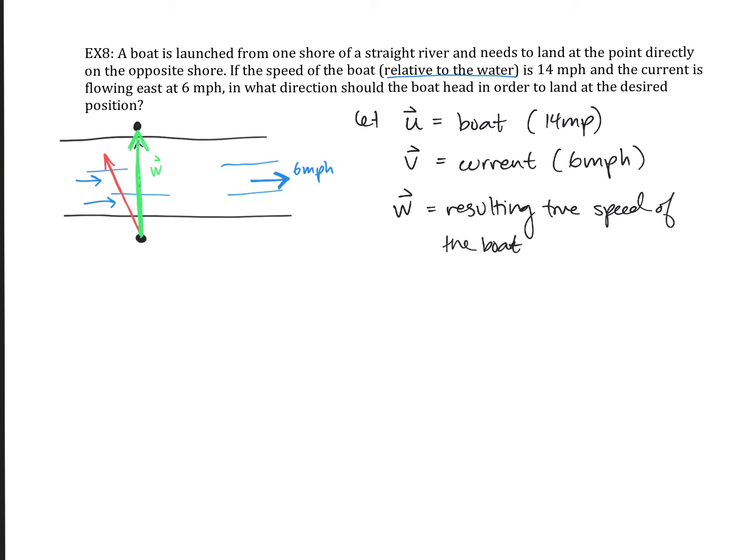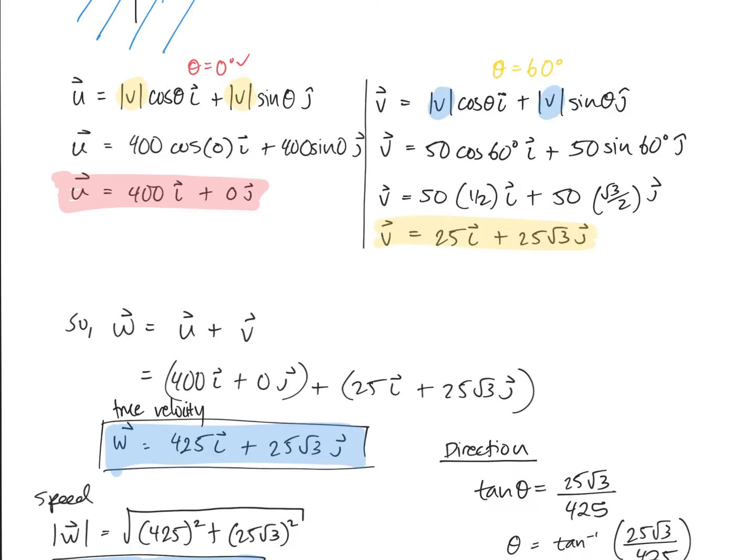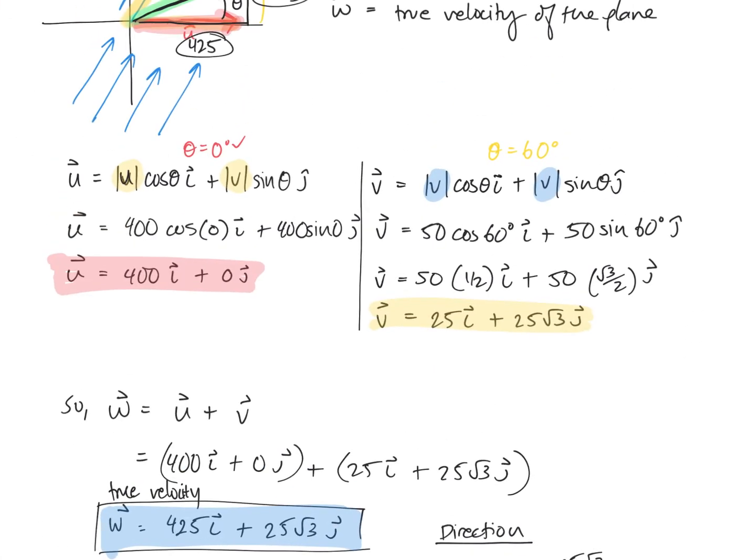Well, once again, how do I find the resulting true speed? In order to find that, I need to first figure out the vector for my boat and for the river. And once I find those two together, then I can figure out W. So U, well, that is going to be the magnitude of U. Oh, I realized I wrote that wrong on the previous one up here. Those should have been the magnitudes of U, and that was V. Okay.